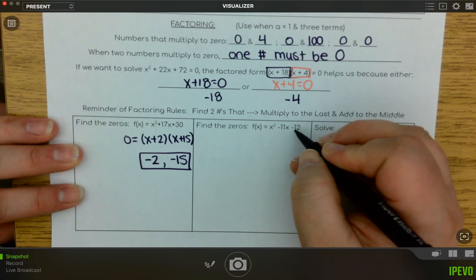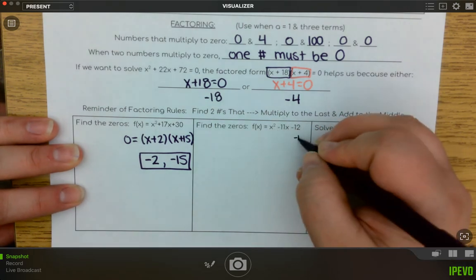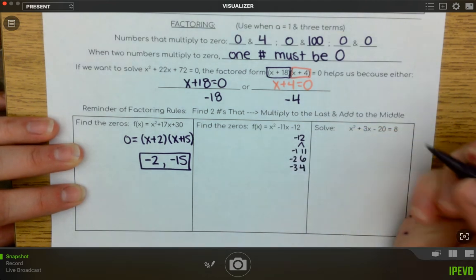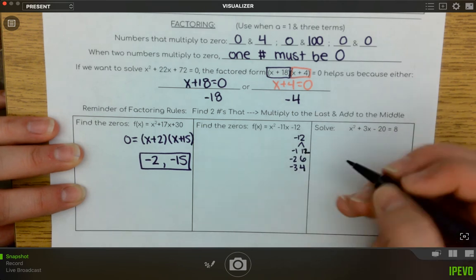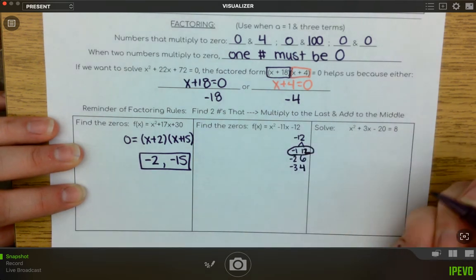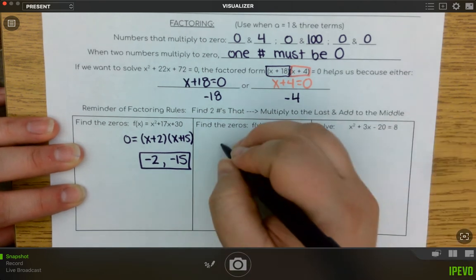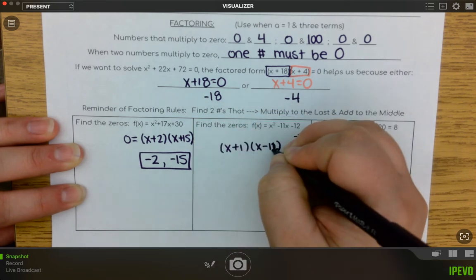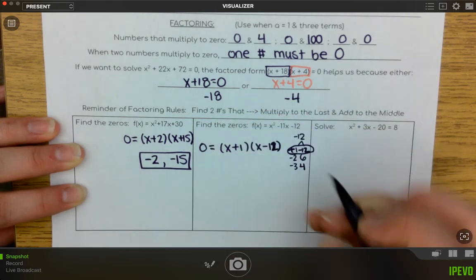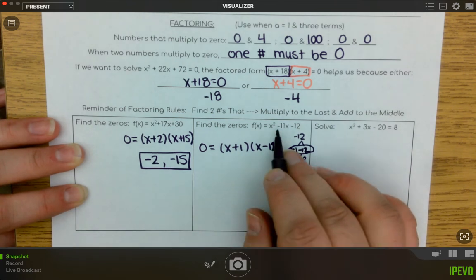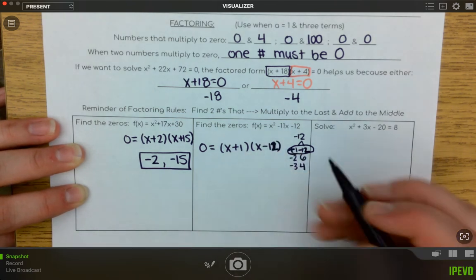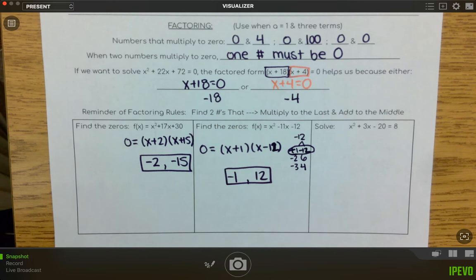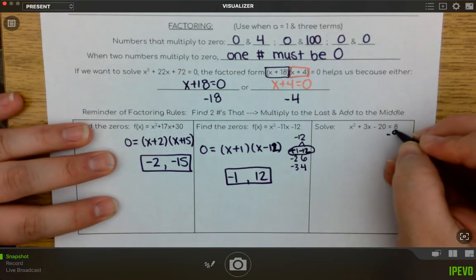Two numbers that multiply to negative 12 and add to negative 11. There's your options. There we go. This one adds to 11 right now. I want negative 11, so I switch to the negative. I don't know what's wrong with me on this problem today. 1 and negative 12 make negative 11. So it's x plus 1 and x minus 12. There's your two answers. On the third example, you just have to subtract the 8.